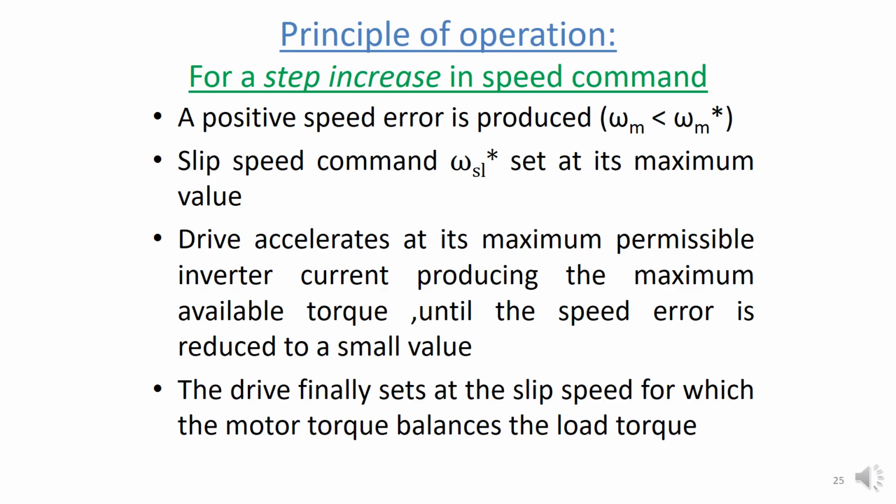Whenever the actual motor speed is less than the reference speed of the motor, a positive error signal is produced. So the slip speed command omega sl star is set at its maximum value. So the drive accelerates at its maximum permissible inverter current, producing the maximum available torque until the speed error is reduced to a smaller value. So the drive finally settles at the slip speed for which the motor torque balances the load torque.